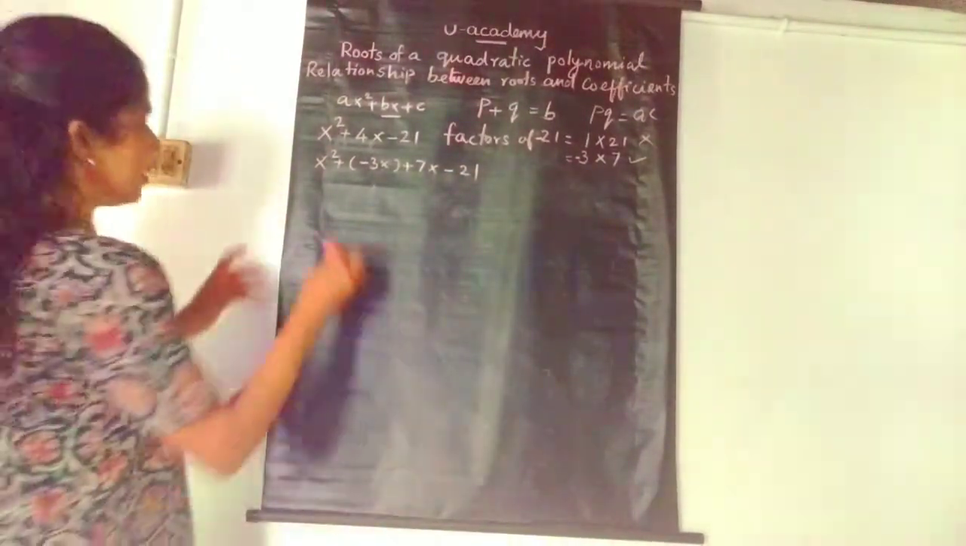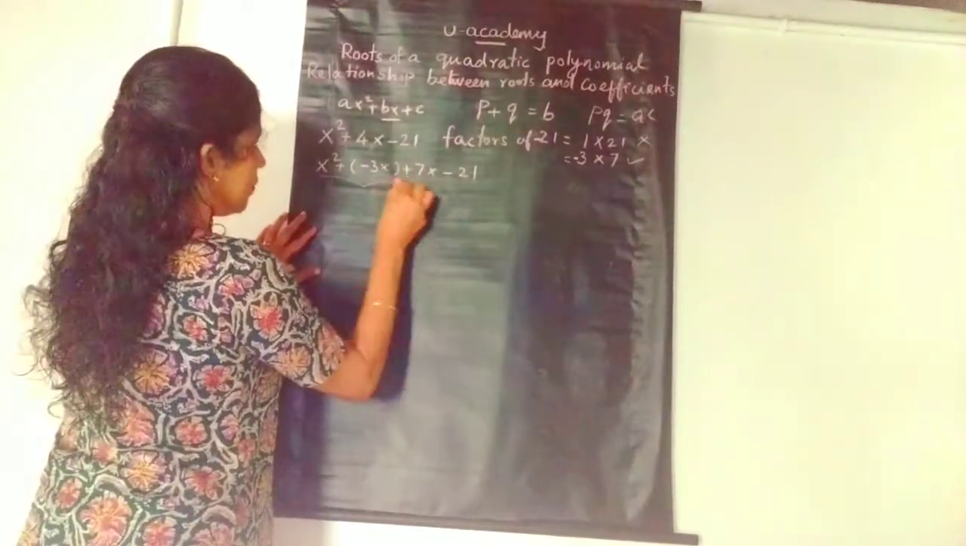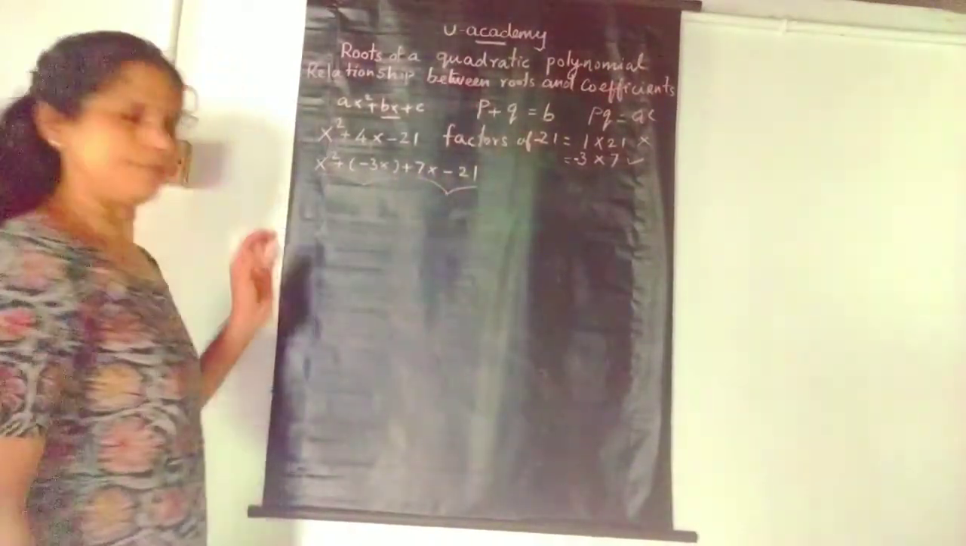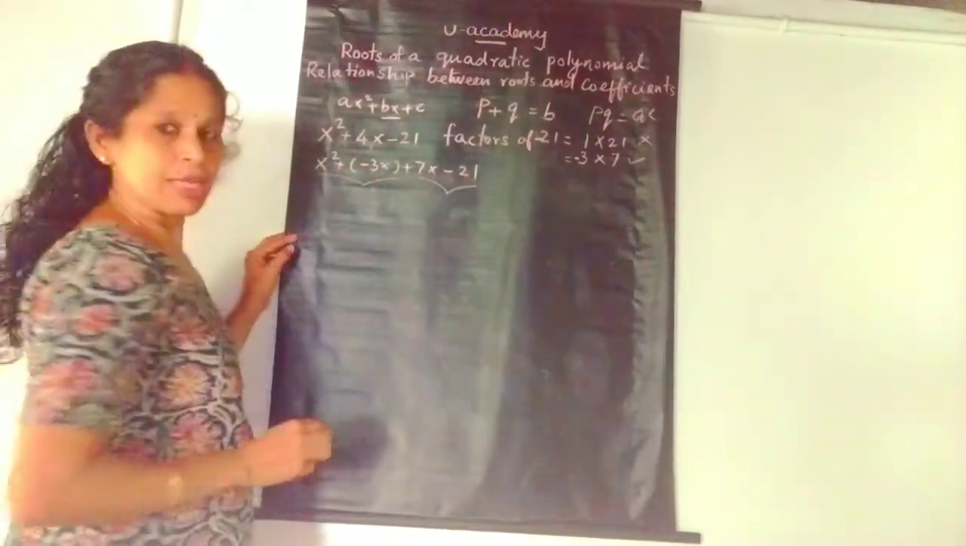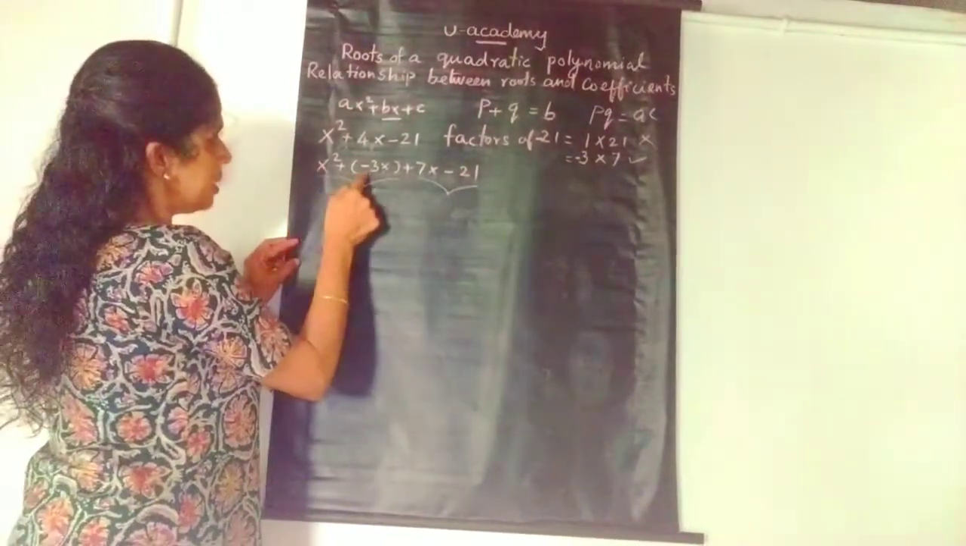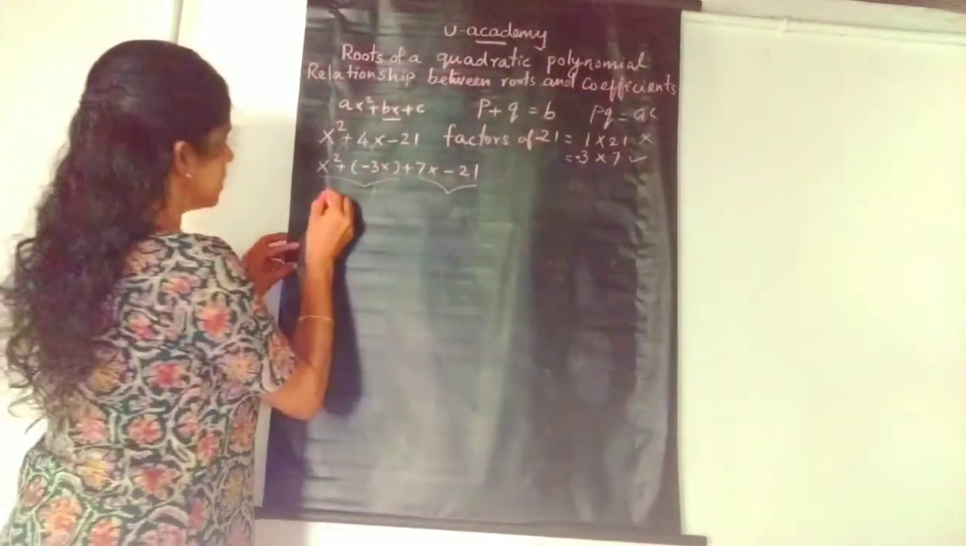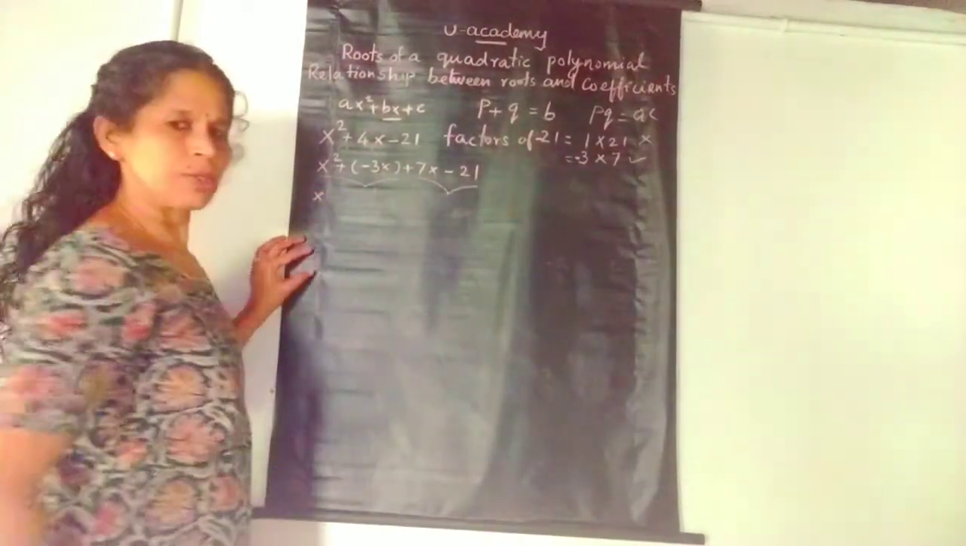Okay. So again, what we are going to do next? We are going to make a group here. Among these two, which is the common factor? Here x square and here minus 3x. So x is the common factor. We take it outside.